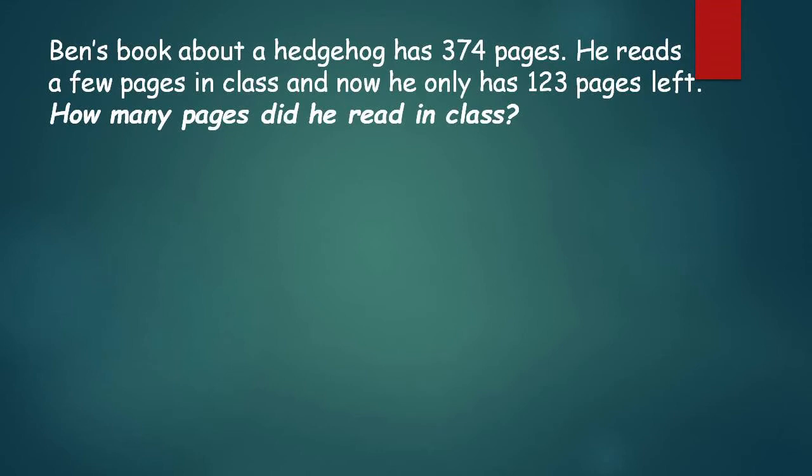So this story is telling us that Ben has a book, and his book has got 374 pages. So if we close the book and put it in front of him, that's how many pages there were to start off with. But then he reads some pages. We don't know how many, it just says a few. So we obviously need to calculate how many pages he's read. But we know that when he stopped reading, there were still 123 pages in the book that he didn't read. So we need to know how much did he read.